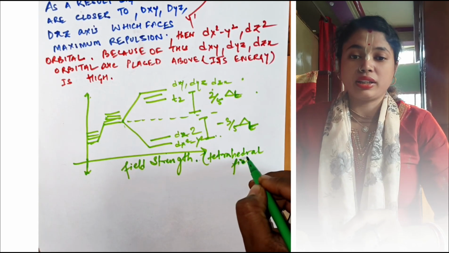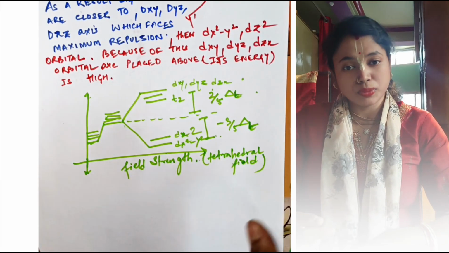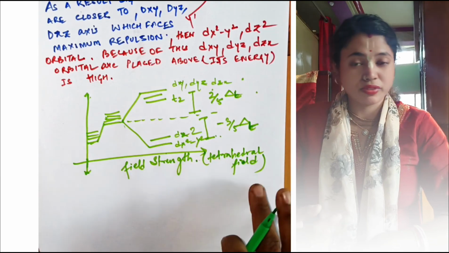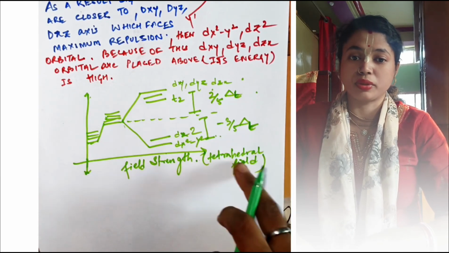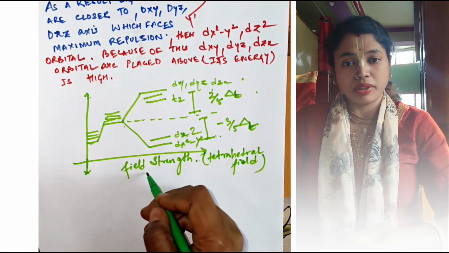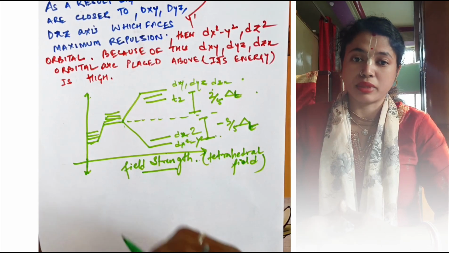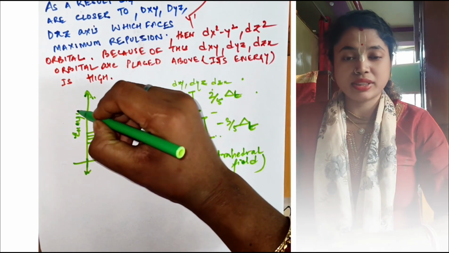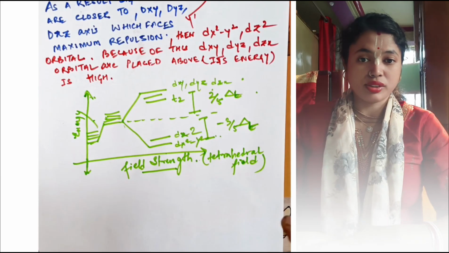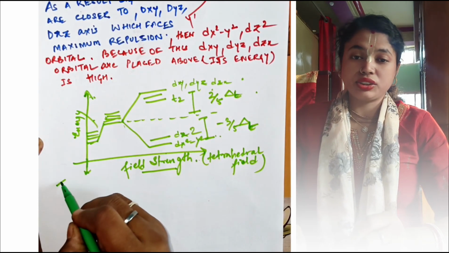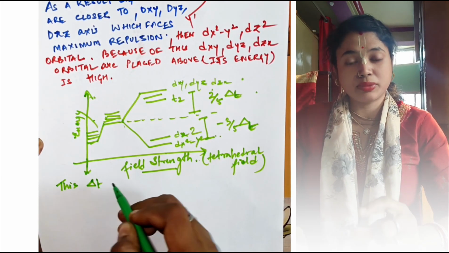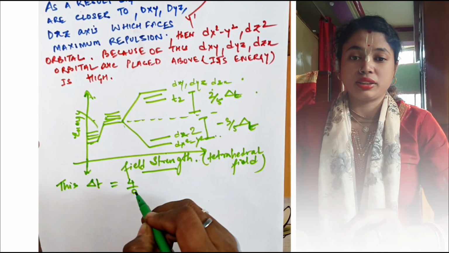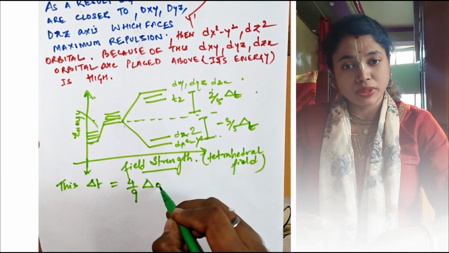So you have to write the same way as the octahedral field energy diagram and energy derivation, whatever I have done; it's the same way in the tetrahedral. So we are just showing you in this form. You can follow that video for tetrahedral splitting. So this is your energy on this side. Okay, and this delta t is equal to 4 by 9 of your delta octahedral.